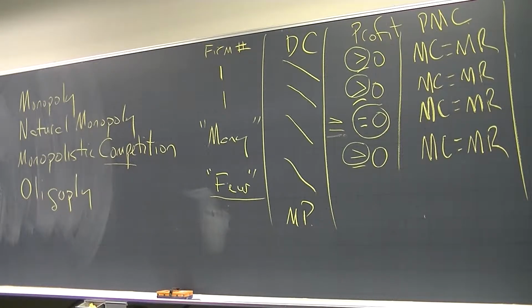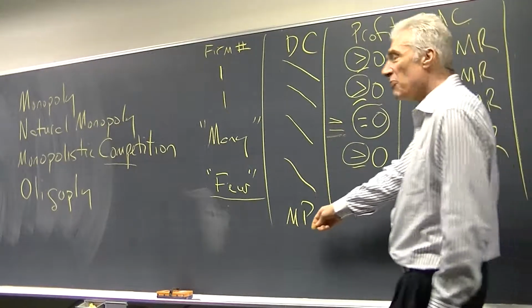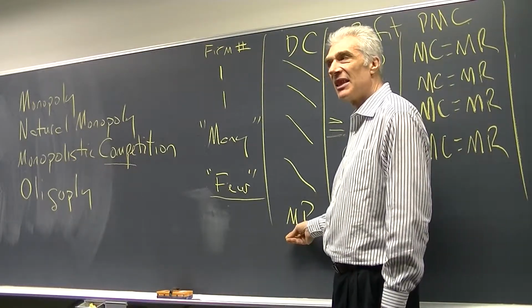What about natural monopoly? Price is greater, output is less. What about monopolistic competition? Price is greater, output is less. What about oligopoly? Price is greater, output is less. That's it. They're all the same because they all have market power.